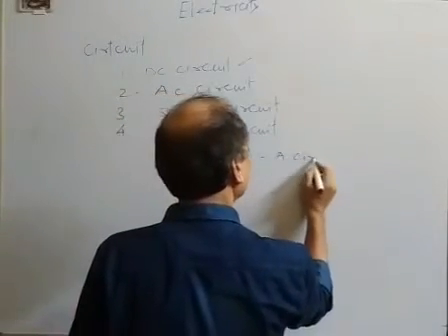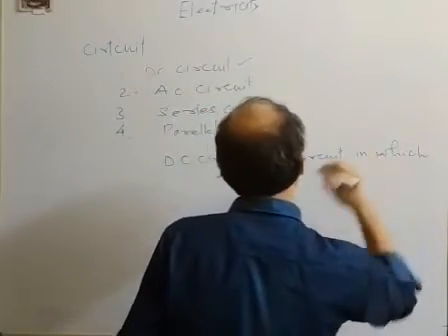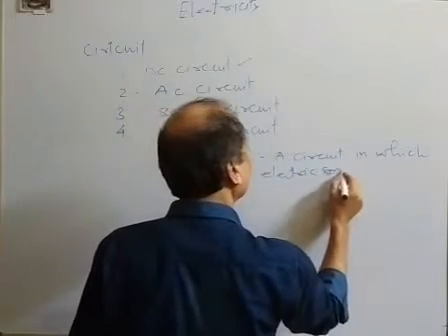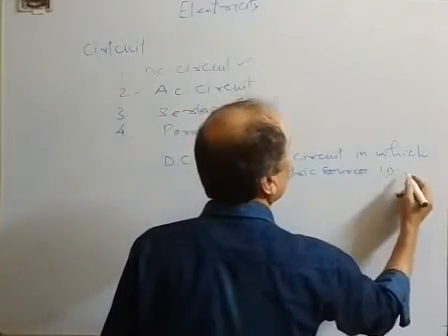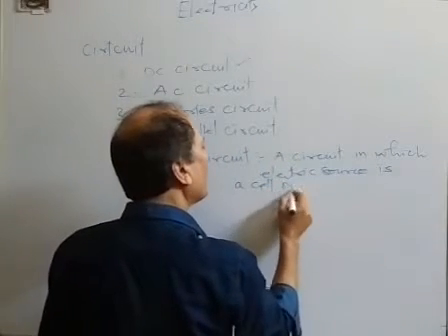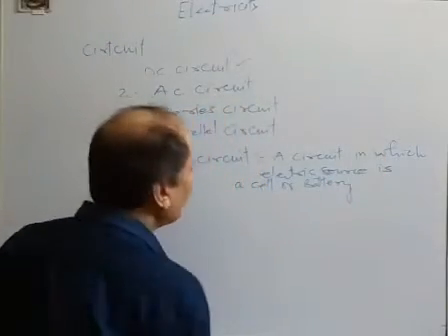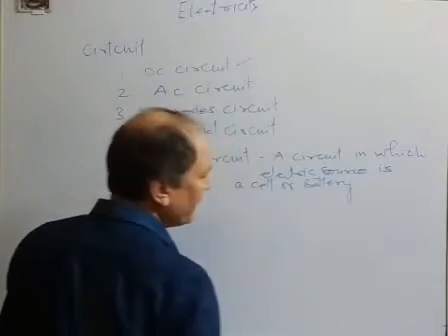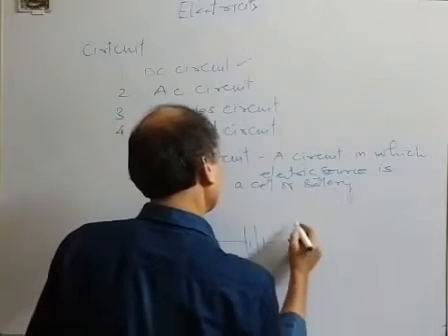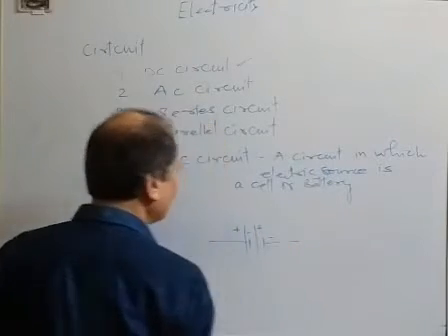A circuit in which the electric source is a cell or battery. It's a symbol. It is indicated this way. Suppose it is your circuit. Positive terminal, negative terminal, positive terminal, negative terminal.